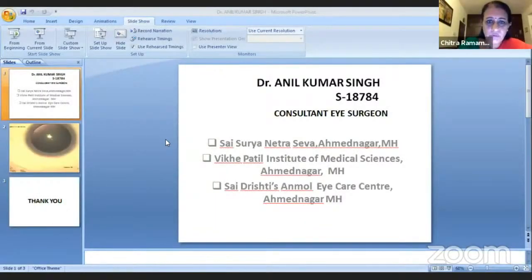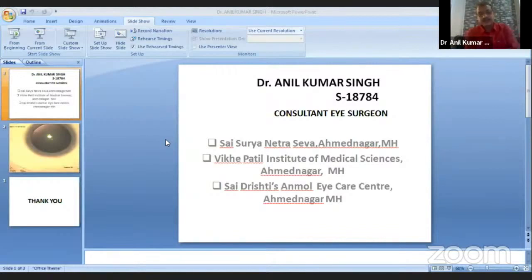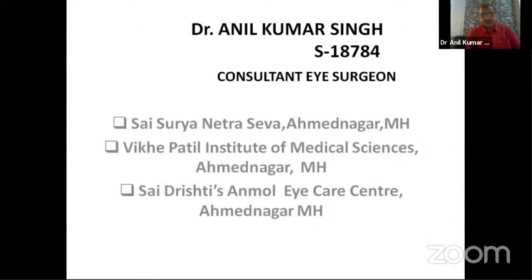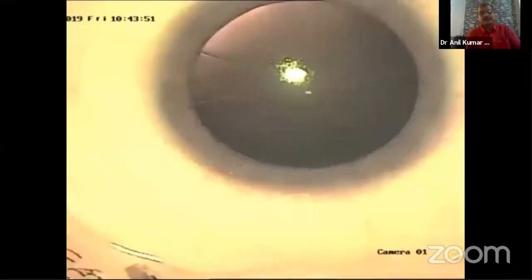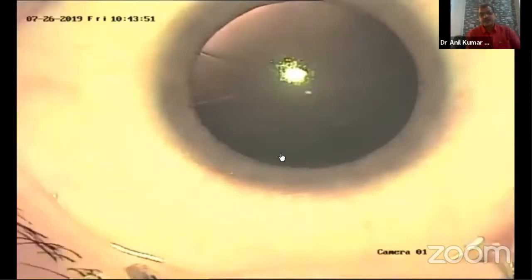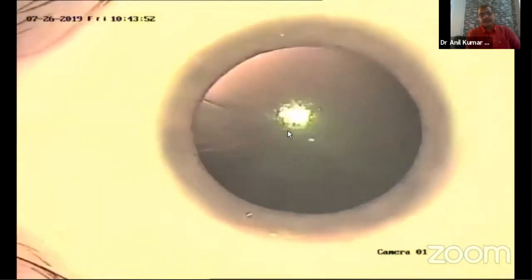I'll be talking about this patient, post RK, radial keratotomy done nearly 30 years back by my guru Dr. Prakash Kankriya sir at Sai Surya Netra Seva. We opted for this case because it is not a very tough surgery as such, but there are a few tricks where we are supposed to judge before starting the surgery itself.